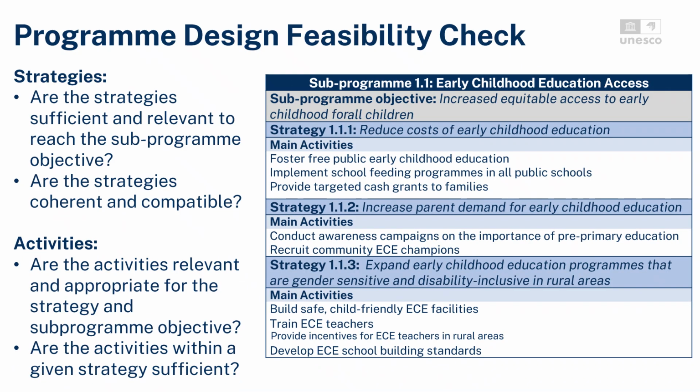Now moving on to the activities. First, we should ask if all the activities within each strategy are appropriate and relevant to the set strategy and subprogram objective. In our example, we are designing the subprogram for early childhood education access. Therefore, all of the activities should be focused on ECE access. However, there may be some ECE activities from the objective tree that will actually be more appropriately tackled in another subprogram. Can you spot among our activities two that could be more appropriate within other subprograms?